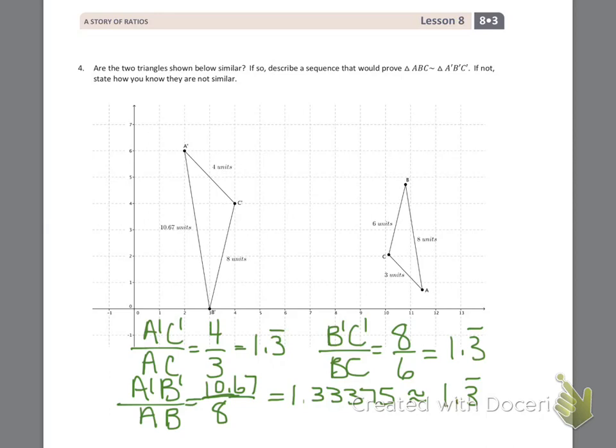Okay, so this shows the work of comparing all the corresponding side lengths. They all appear to be equal to 4/3. This one, 10.67 and 8 divided by 8, is the only one that isn't exactly 4/3, but it's very close. They're all 1.333. So our scale factor is r equal to 4/3.